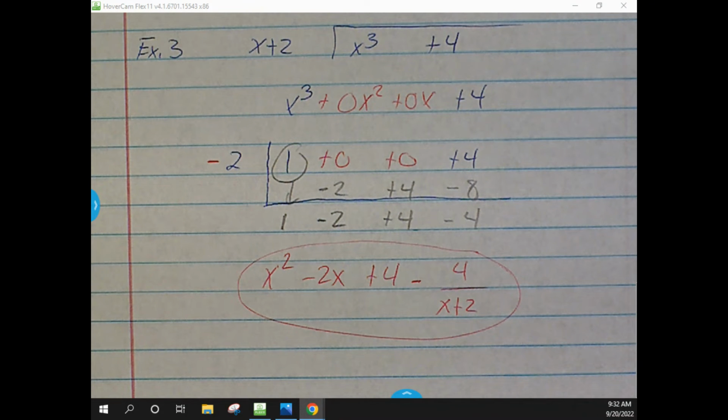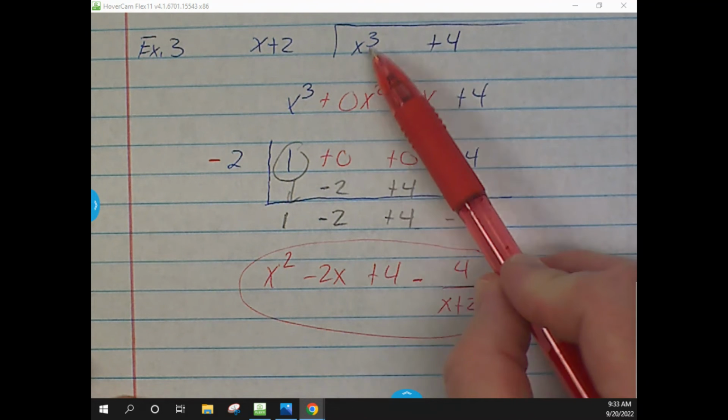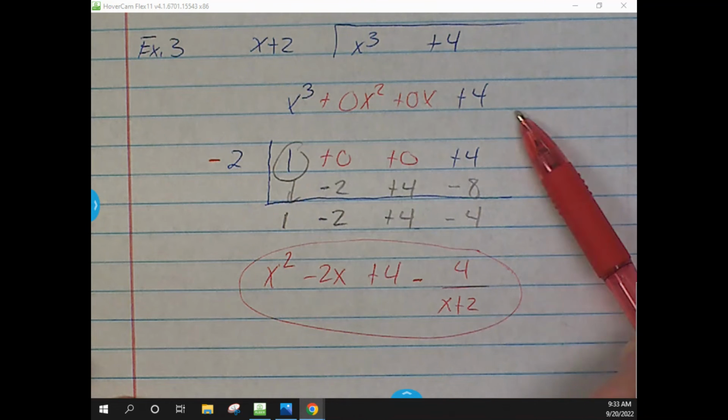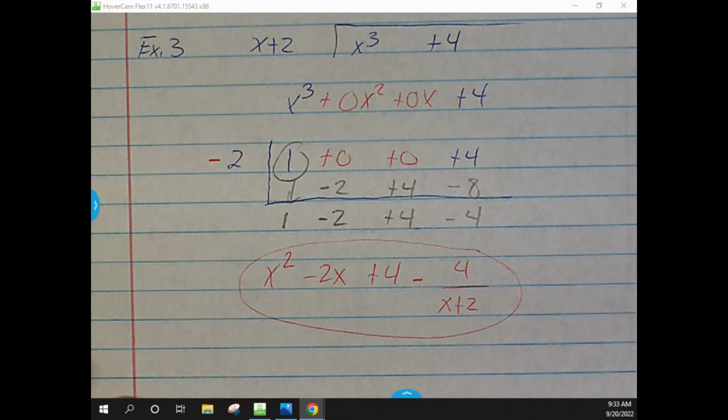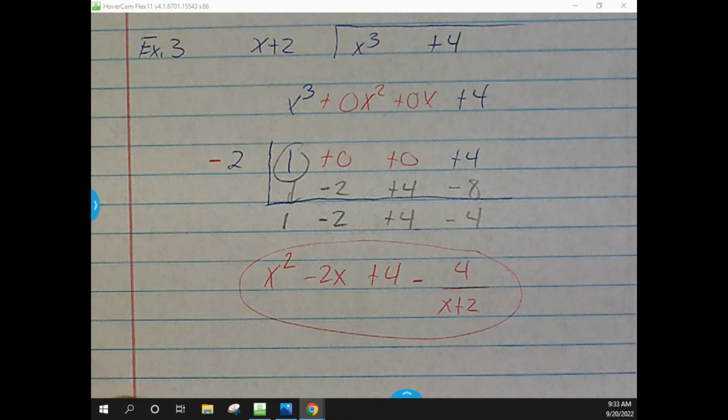Okay, and that's about the only trick question they can throw at you. Now, besides the terms not being in descending order, if it's not in standard form, so if they had 4 plus x to the third, you'd have to go back and write it in descending order. But once you've got it in descending order, other than skipping a few powers, there's really not anything they can do trick question-wise to go through these.